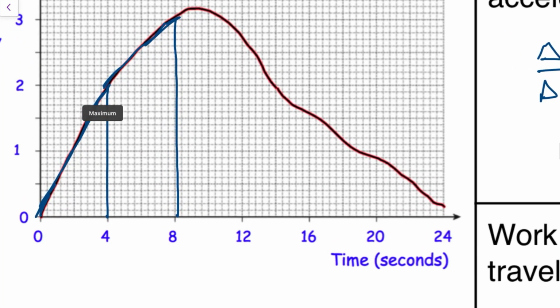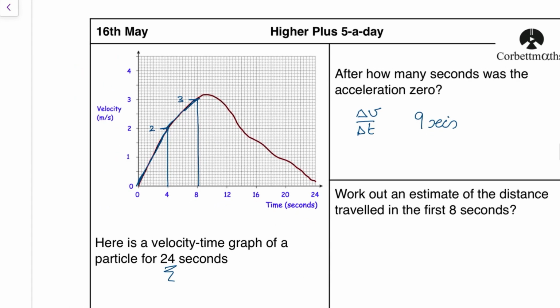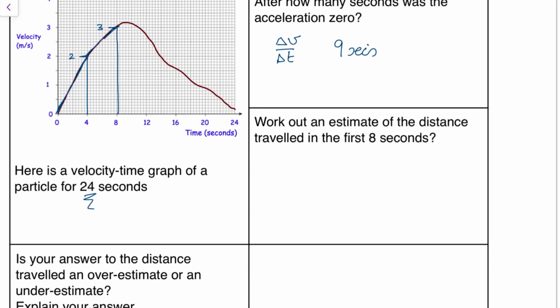Now I need the y value, so I'm going to zoom in a bit. This y value I'm going to call 2. I'm not too bothered about being precise here. In an exam, be more precise. And that y value is 3, which means the estimate of the distance is going to be the first bit. Let's call this a and b. So a is 1/2 times the base, which is 4, times the height, which is 2. And b is a trapezium, so it's 1/2 times the height of the trapezium, not of the lines going upwards, which is 4 again, times the sum of the parallel sides, which is 2 plus 3.